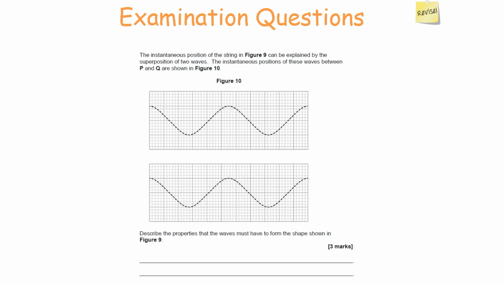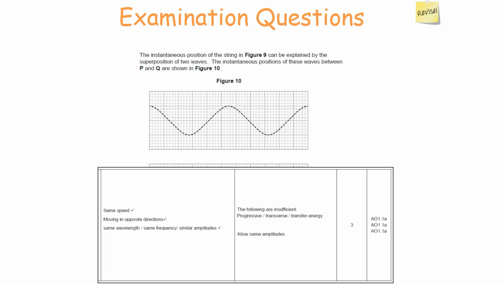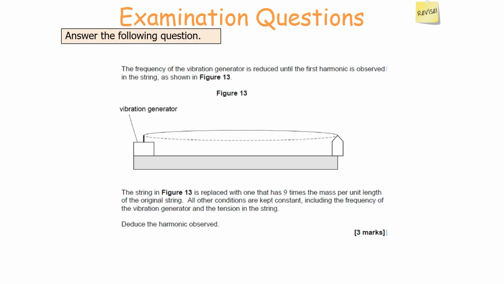You know this because you can see in figure 10, as a result here, they've got the same height, so therefore they must have the same amplitude. So we've got the same position of our wavelengths, so we've got, as I said before, same wavelength, same frequency, similar amplitudes. Okay, they've got the same speed, but they are moving in opposite directions. Let's have a look at our next question.